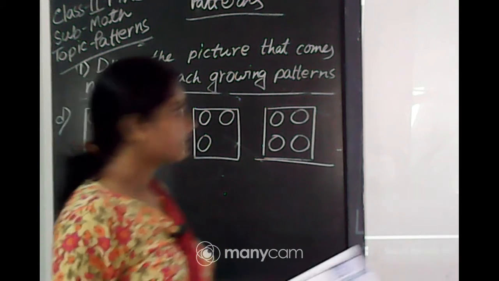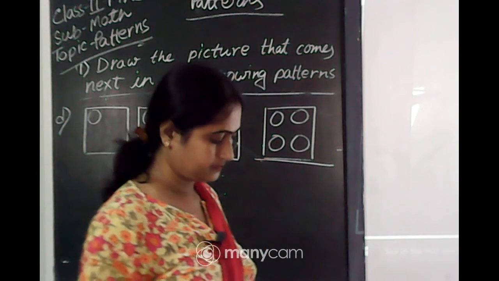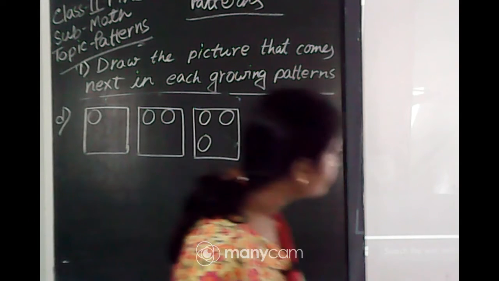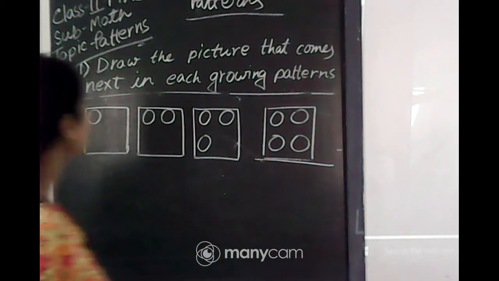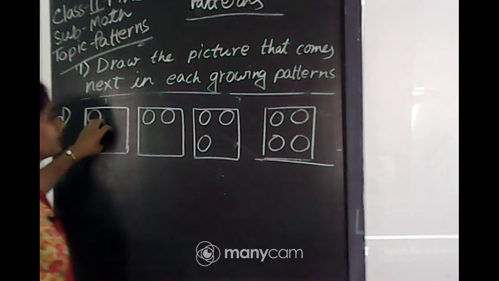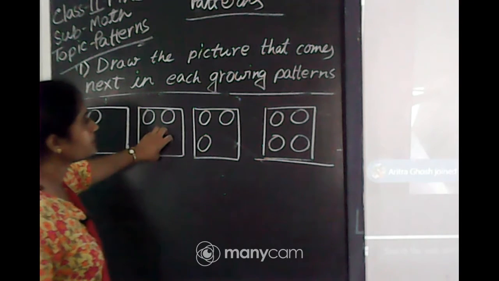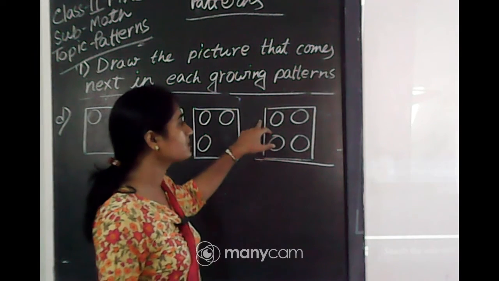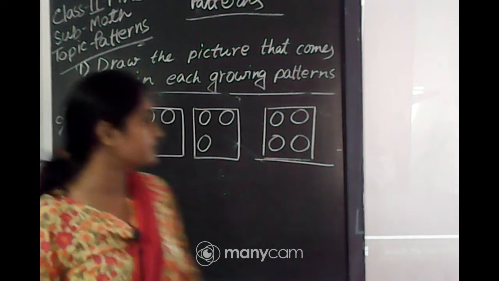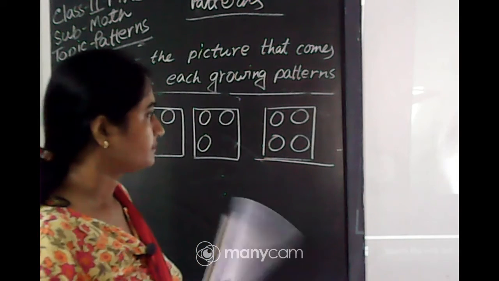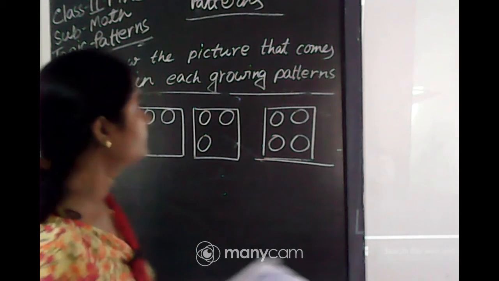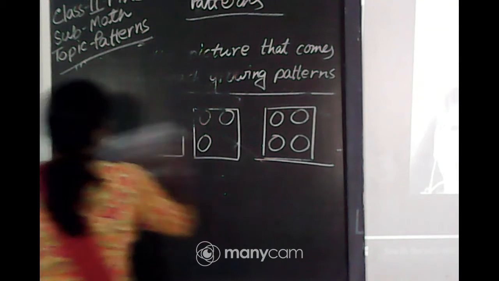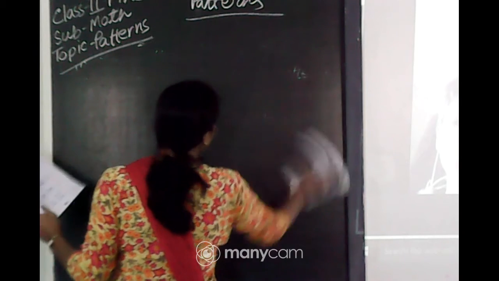Now, next topic. Done everybody? Okay, very good. First 1 square, 1 circle, 1 square, 2 circles, 1 square, 3 circles, and 1 square, 4 circles. Next topic. Number 2. Question number 2.